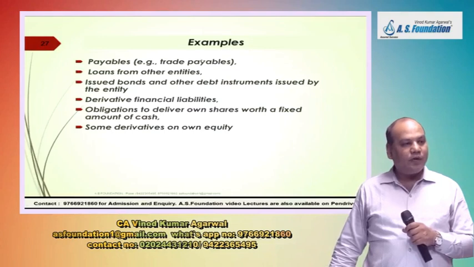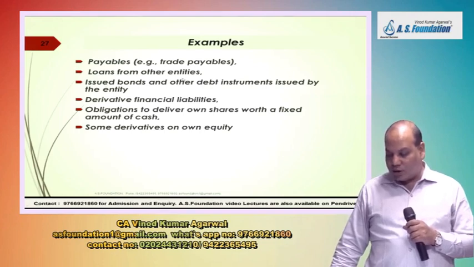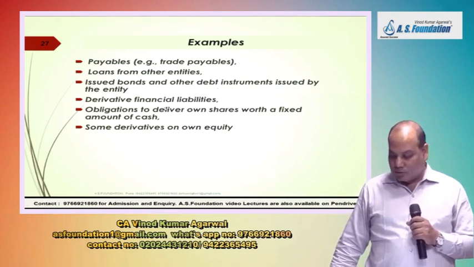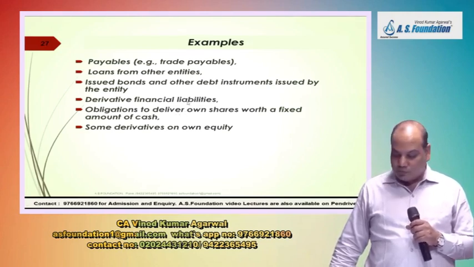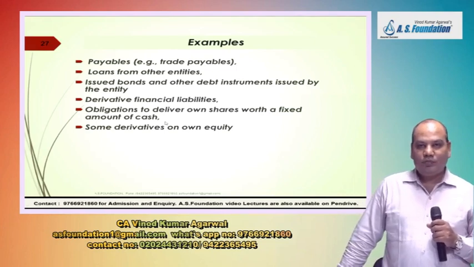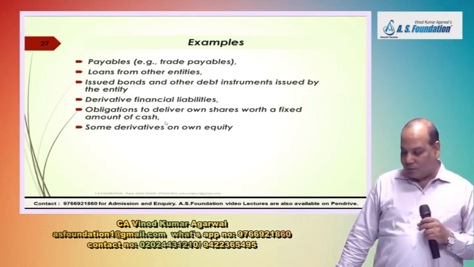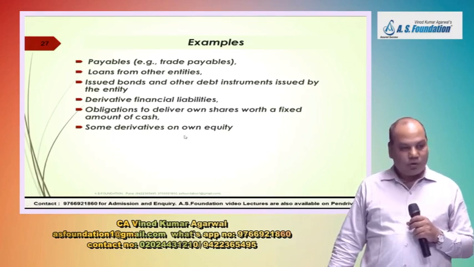Now what are the examples of financial liabilities? Trade payable, bills payable, loan taken from another entity, bonds and other debt instruments issued by the entity, derivative financial liability, obligation to deliver variable number of own shares worth a fixed amount of cash, and the last is some derivatives on own equity.